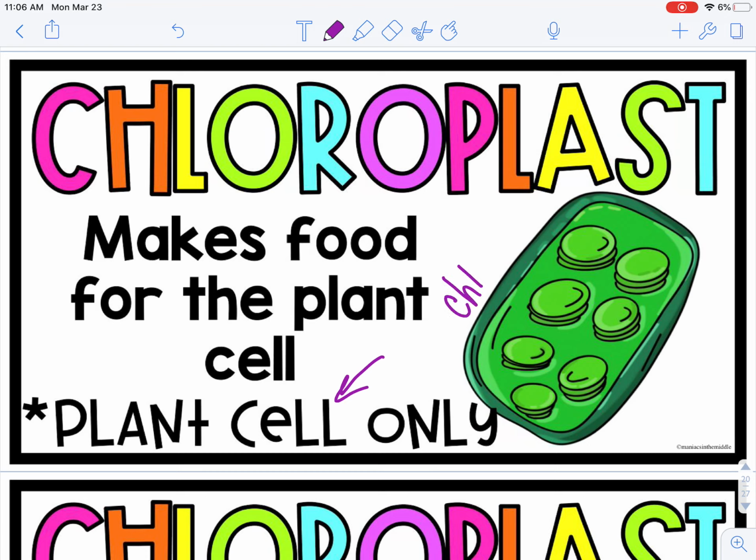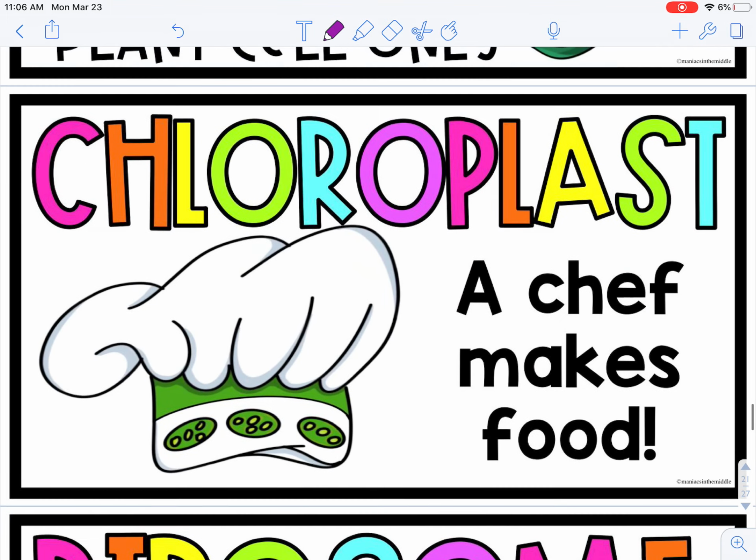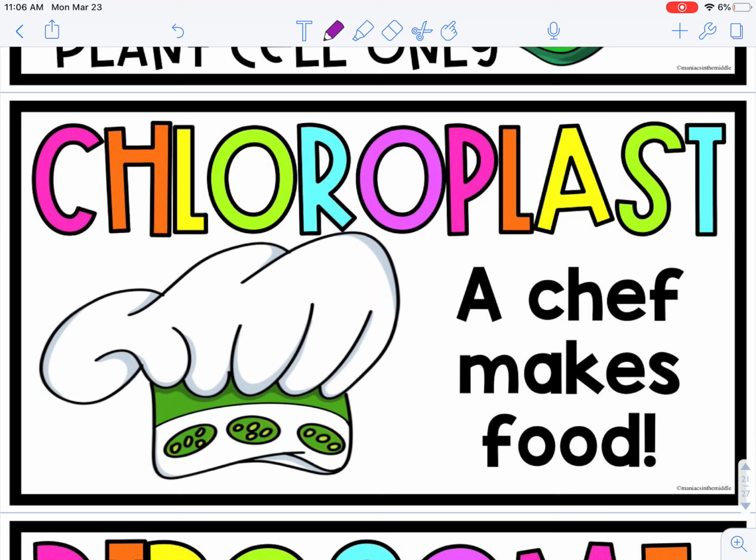You also have the chlorophyll. And really the big thing to know is just that the chlorophyll fills the chloroplast. It's what's going to give that green color. It's absorbing sunlight and taking in carbon dioxide to make glucose or sugar. So it's kind of like the chef. It's making food for that plant cell because remember, plants cannot go get their own food.